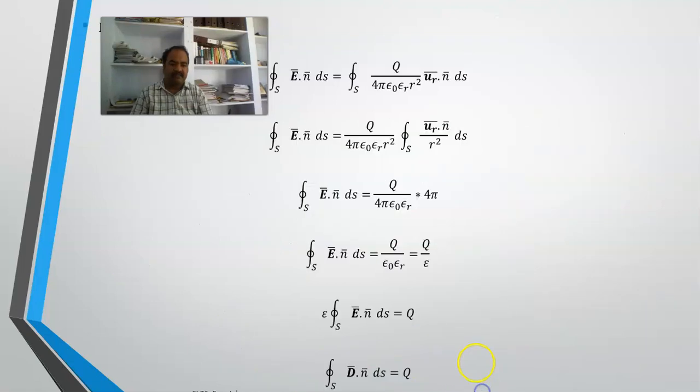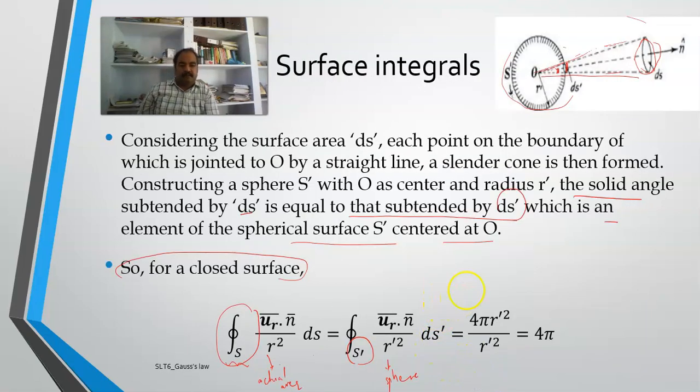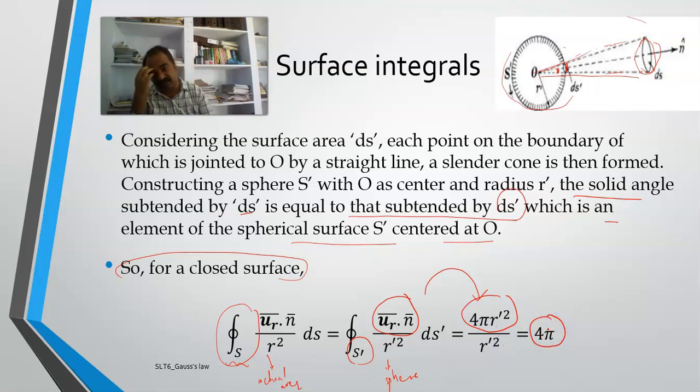If you carefully see, this is a unit vector which is normal to the surface. If the unit vector is normal to the surface, you are considering the entire normal surface area of the sphere. So what is that equal to? It is equal to the surface area of a sphere, which you know is 4 pi r dash square, if r dash is the radius of the sphere. So 4 pi r dash square by r dash square is equal to 4 pi. So this is your closed surface.